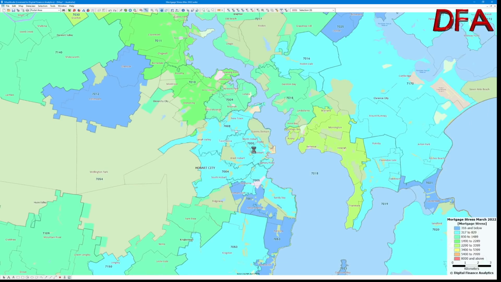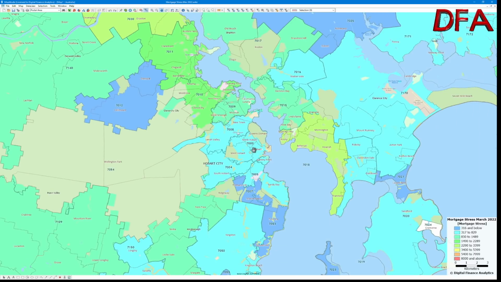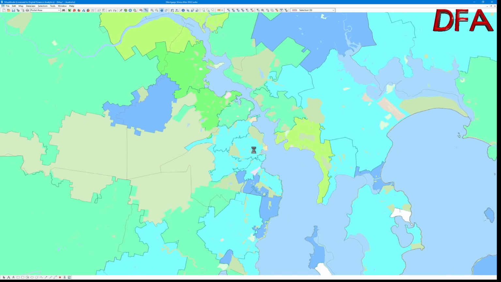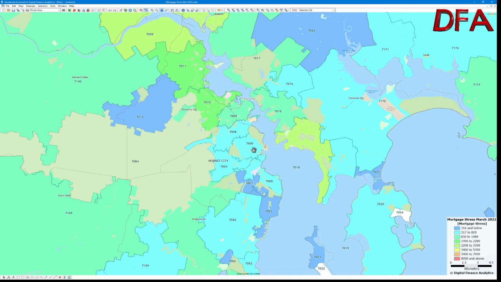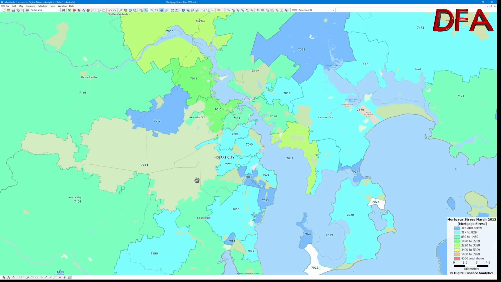The demand for rental accommodation is extremely high as well. And this is putting a lot of pressure on households. So you can see that there are areas around Hobart that are actually beginning to be quite concerning as well. And I might just do one more.